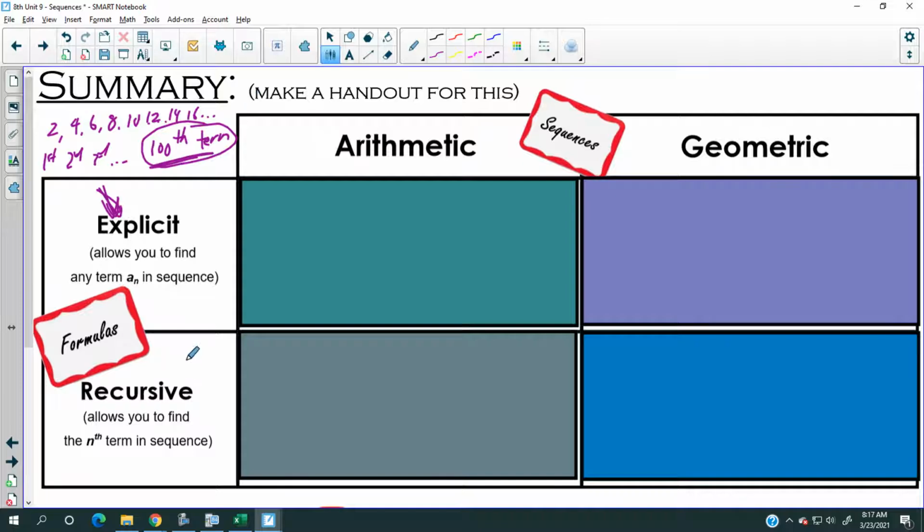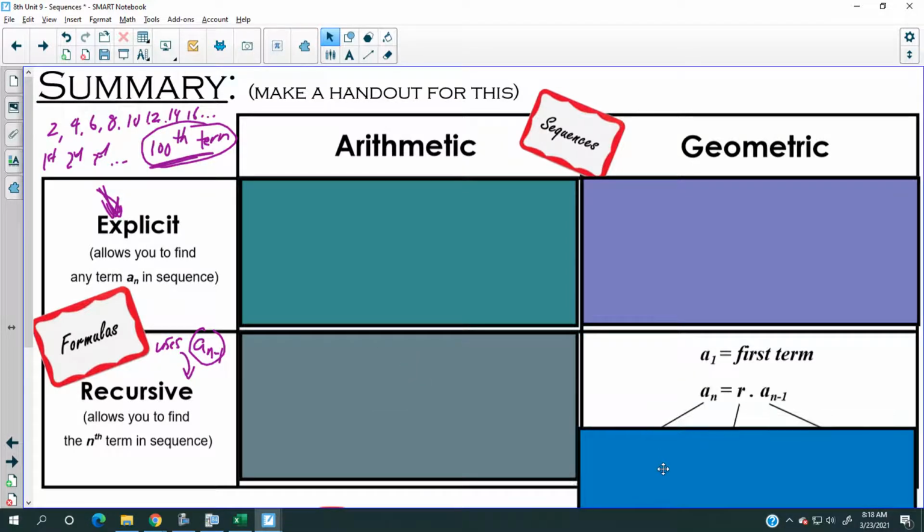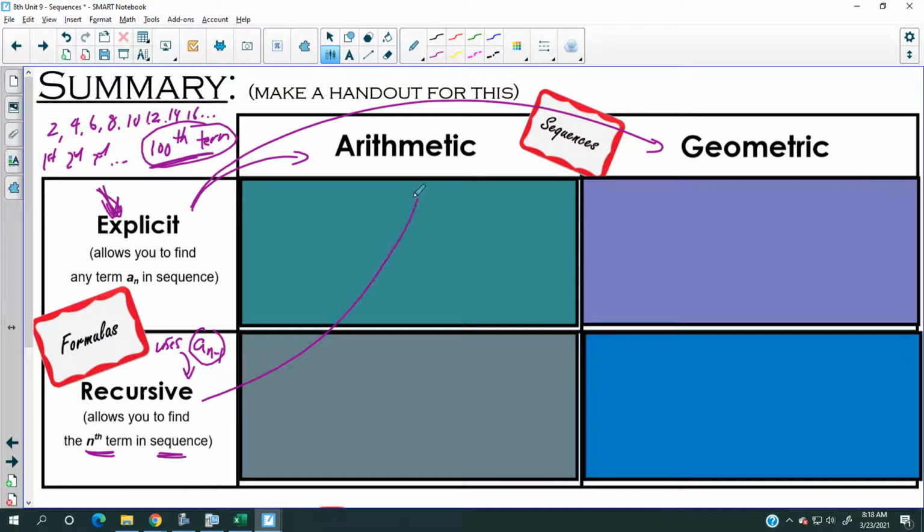What a recursive formula does, on the other hand, is allow you to find the nth term of a sequence, but it uses the previous terms. It uses a and then the previous term, a of n minus 1. Maybe I shouldn't try to scare you like that. You see this notation, a and then n minus 1. It is the same for the geometric. It's a slightly more roundabout way to look for a specific term in a sequence. Explicit applies to arithmetic and geometric, and recursive also.